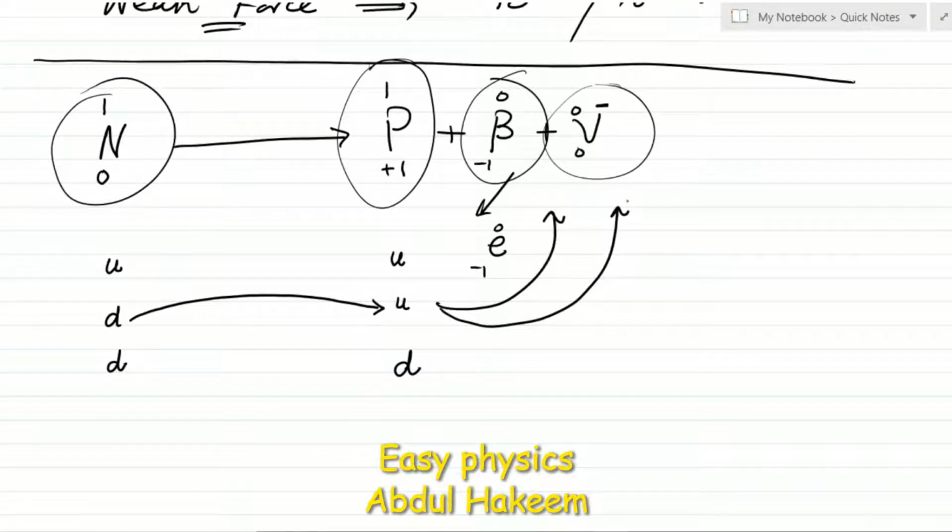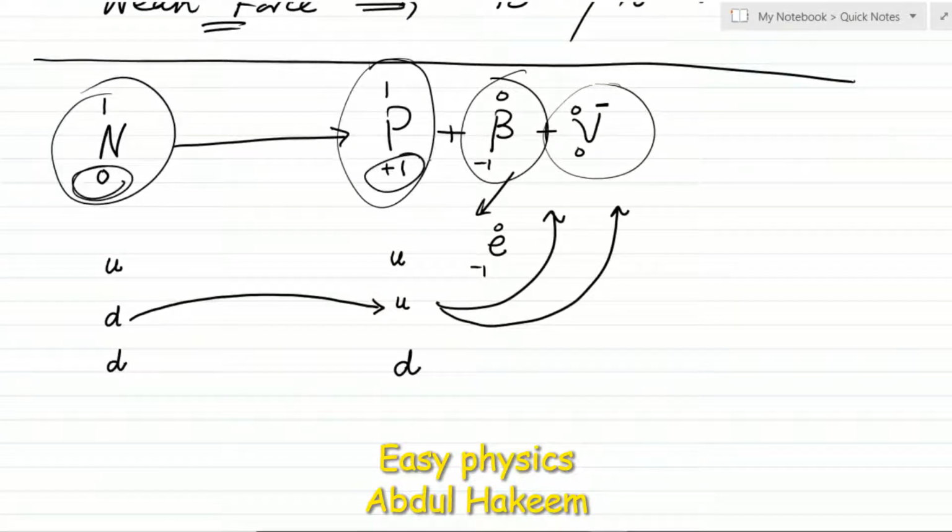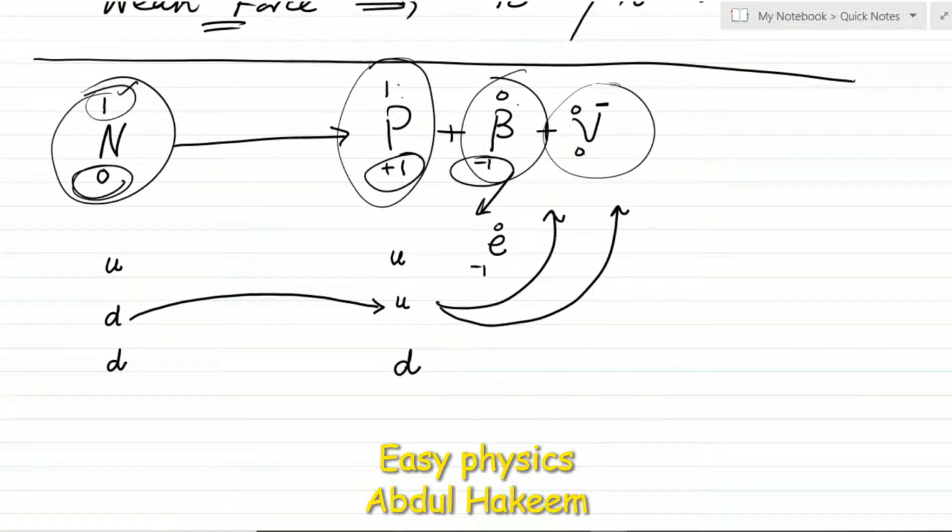But in this reaction, charges are conserved, masses are conserved, momentum is conserved, and the mass energy relation is conserved. Look, the total charge here is 0, and here plus 1, minus 1 and 0, total becomes 0. Now come to the mass: total is 1. So 1 and 0 and 0, it's 1. So momentum conserved, charges conserved, mass conserved, mass energy relation also conserved.